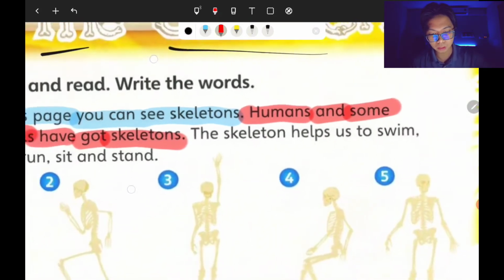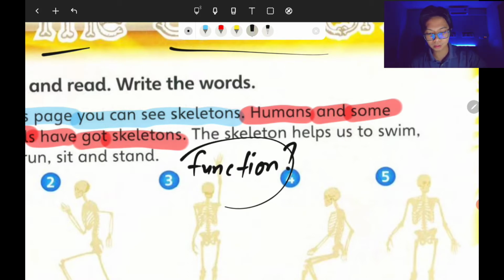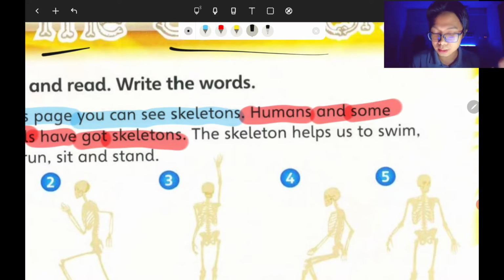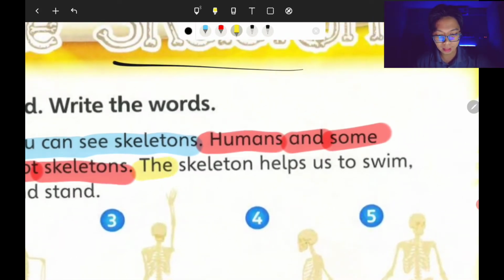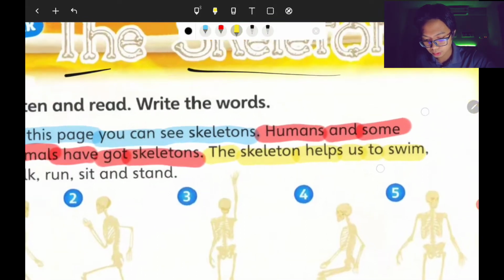So apakah fungsi tulang? What's the function of the skeletons? Apakah dia punya fungsi, function ataupun fungsi, kegunaan? Apa gunanya tulang ni? Bagus, buang saja. But there is a use of our skeleton. Ada kegunaan. So next point is the skeleton, kita punya tengkorak, kita punya tulang helps us to swim. Membantu kita untuk berenang. Help us to swim.